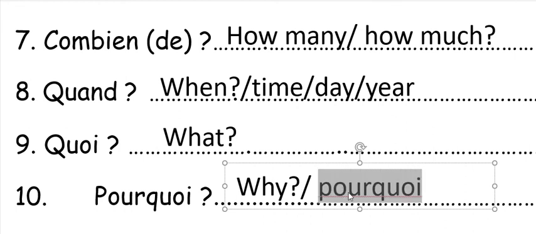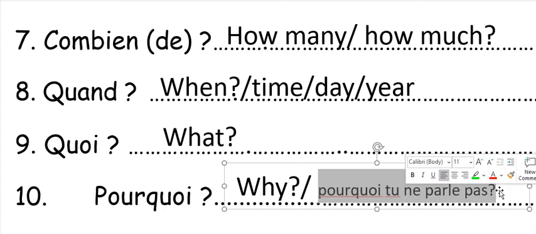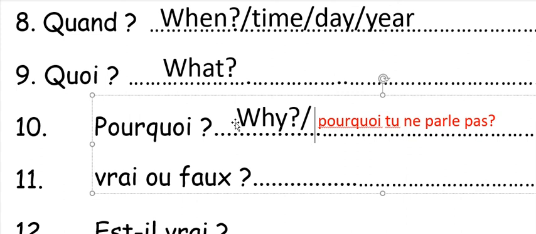Pourquoi? Let me reduce it so that we can put a sentence there. Pourquoi tu ne parles pas? It's a question word, it's a question, so automatically you must put the question. Pourquoi tu ne parles pas? It means why you don't speak. Why don't you speak? So you can see this is the meaning of pourquoi, why.